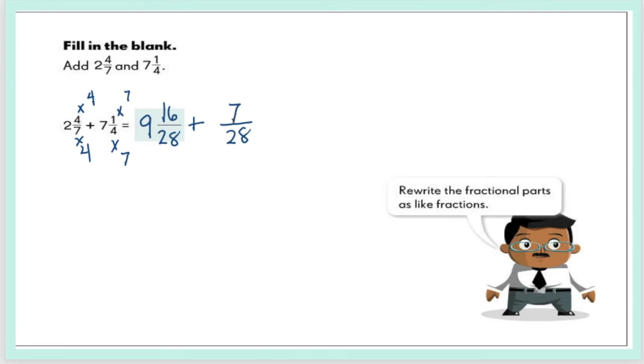Now that they are like fractions, let's add them. 9 here, and then the numerator, 16 plus 7 is 23. And let's retain the denominator, which is 28. So the answer is 9 and 23/28.